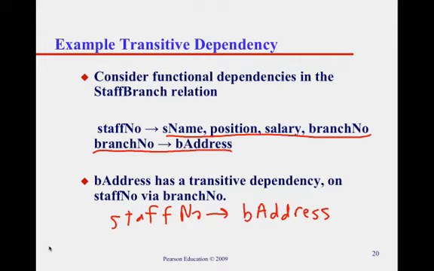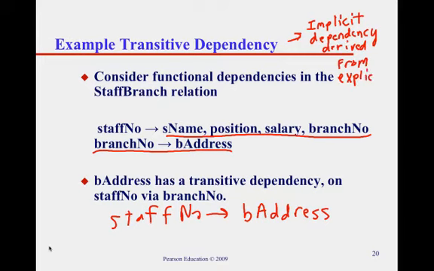Now, that's not one that you would normally come up with, right? You don't normally think of the staff number uniquely determining the branch address. You think of the staff number as determining the branch, and then the branch determines the address. So it's a transitive dependency. It's not one that you explicitly represent. It's an implicit dependency. Okay, so a transitive dependency is an implicit dependency derived from explicit dependencies.